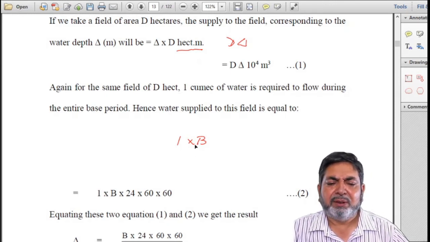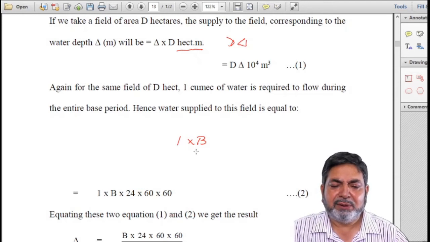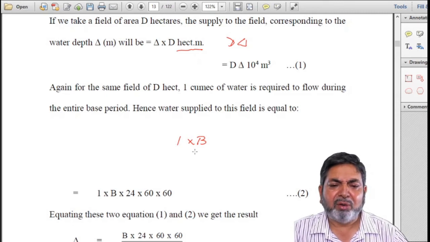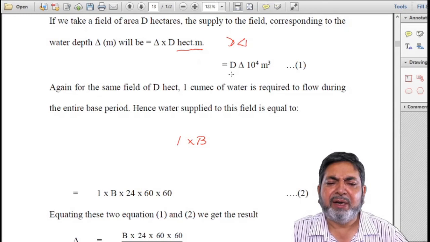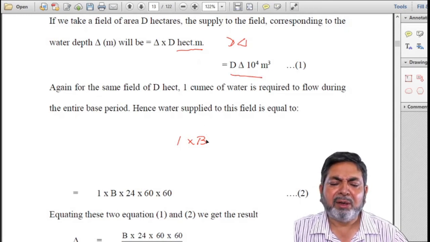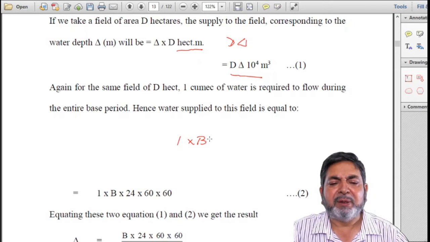What is cubic? Cubic is cubic meter per second. This is the unit of discharge, and from this unit we want to find out the volume, because earlier here you can see we have calculated the volume in cubic meter. So here also we want to convert this 1 cubic meter per second into volume. So for that we have to multiply it with time.